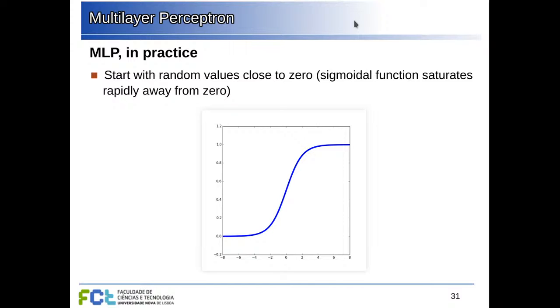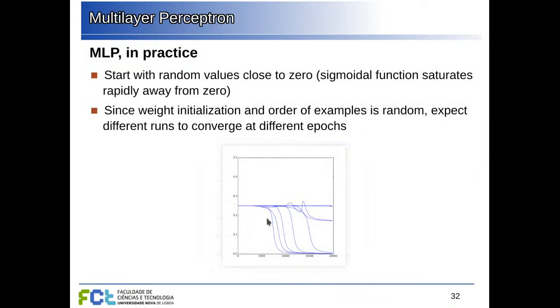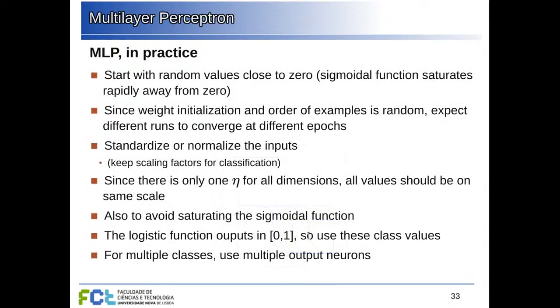Just to give a brief idea of what we do in practice, we start with small random values close to 0, because these functions tend to saturate rapidly away from 0. And even if you don't use these functions, there are problems with numerical stability for backpropagation and so on. Then since we initialize the weights at random and we provide examples in random orders, it must be noted that the trajectory is not always the same. So each time you run, you may have slightly different trajectories until you reach the desired result.